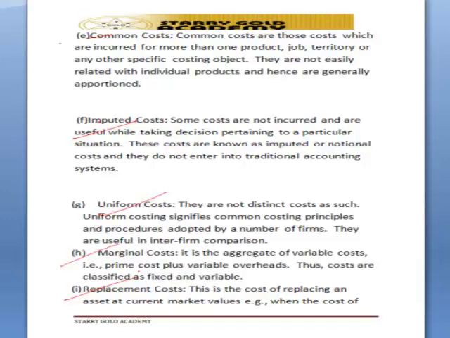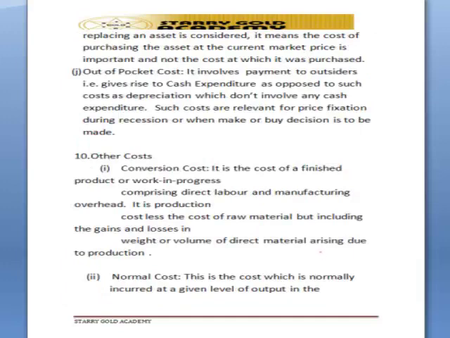It is important, not the cost at which it was purchased, but the cost of replacing it at the current market price. We call that replacement cost. So that is what we mean by replacement cost.